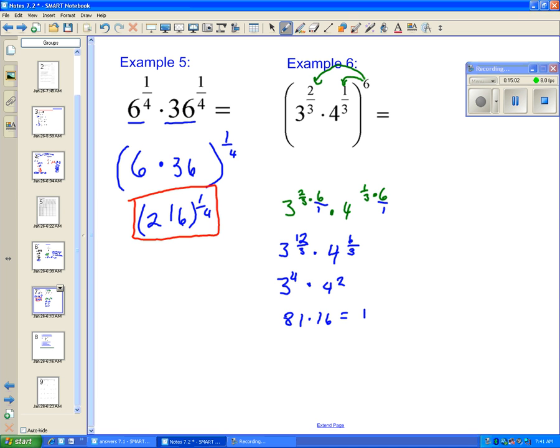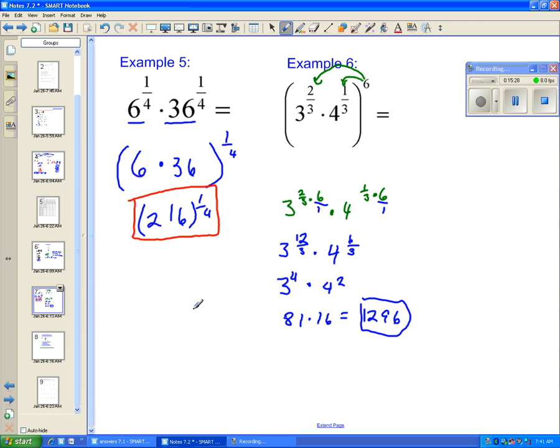If I multiply that out, I get 1,296. A problem that looks very foreign. I can't do anything with the exponents. I can't do anything with my numbers. It's weird to take a 2/3 power here or a fourth or a third power here, but since I can distribute that power in, I get two nice numbers that I can multiply and find my answer.